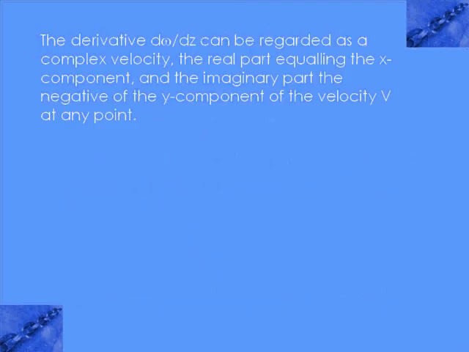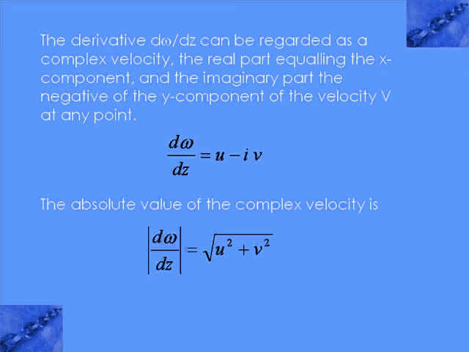Well, this derivative of omega with respect to z can be regarded as a complex velocity, the real part being equal to the x component and the imaginary part the negative of the y component of the velocity, velocity v being the main vector. So this is the relationship. You have both u and v. Given the function omega, you can determine u and v directly. So if you take the absolute value of the complex velocity, you will get its magnitude, and that is nothing but the speed at a given point.